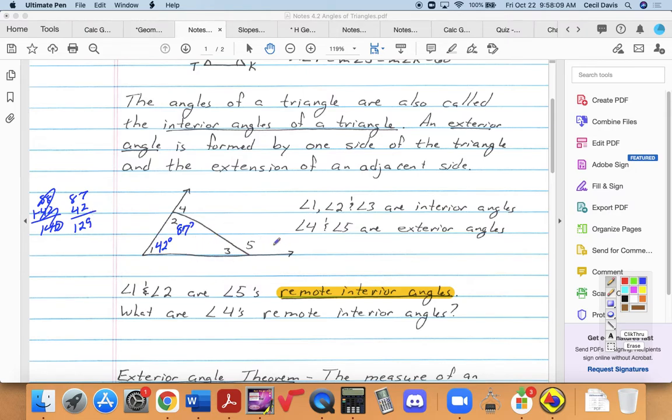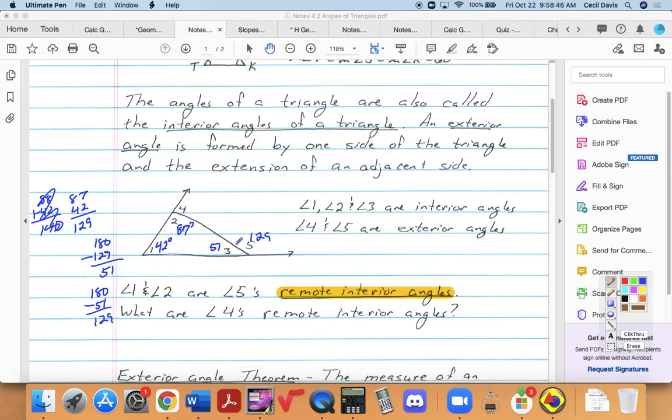So if this works out, angle 5 should be 129 then, right? Yeah. Let's see if it works. 180 minus 129 is 51. And then 180 minus 51 is 129. It works. The reason it works is, notice that we subtracted 129 from 180, and then we turned around and subtracted that answer from 180. We get right back to where we were.